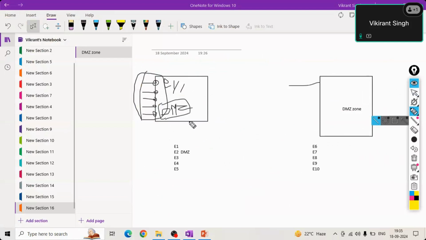This is called intrazone traffic. Same zone traffic is allowed by default. You can write it down somewhere, right? Same zone traffic is allowed by default in the Palo Alto firewall.